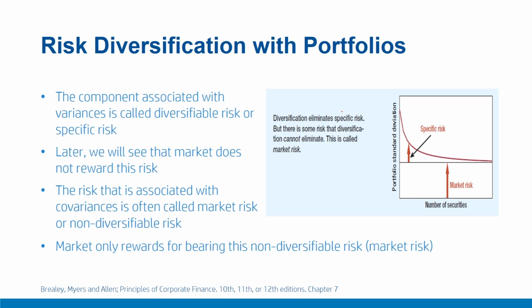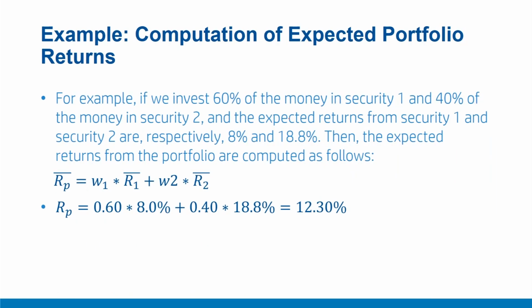Therefore, as we'll see shortly, a number of asset pricing models price this market risk only. They do not price this stock-specific idiosyncratic risk. They only price this market risk, and therefore fund managers and investors are rewarded only for bearing this market risk component. Let's perform a simple example of expected portfolio return.